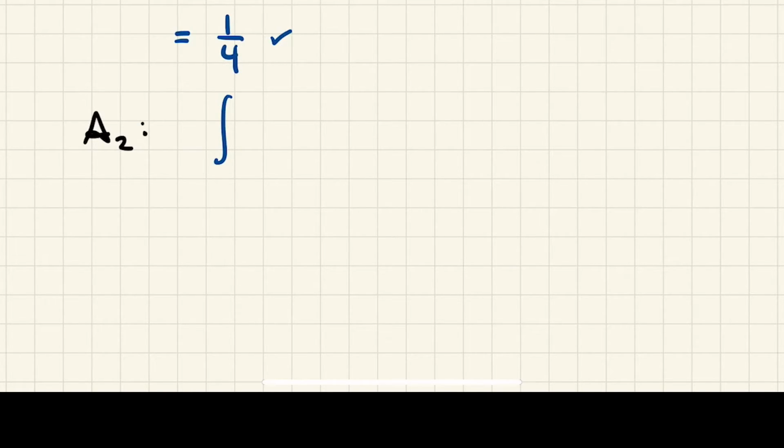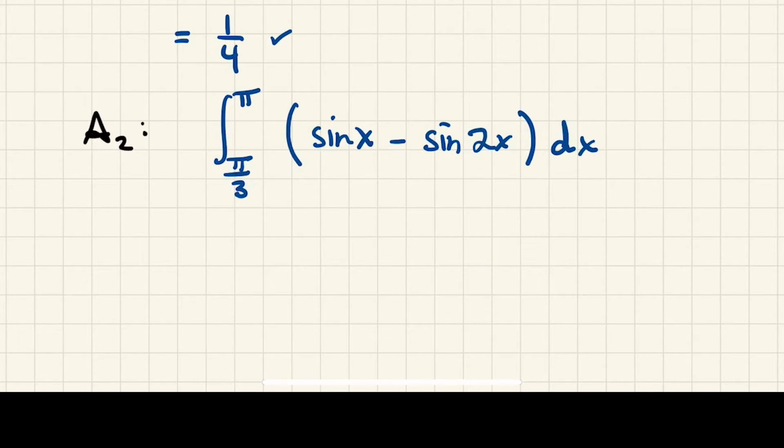Okay, let's work out A2 now. So A2 was pi over 3 to pi of sine of x minus sine of 2x dx. And if we want to take advantage of our side work, we'll just throw a negative in front of this and swap the order of the terms.